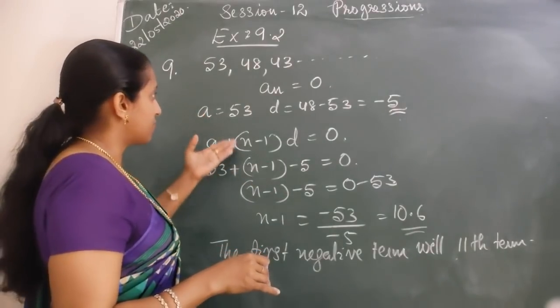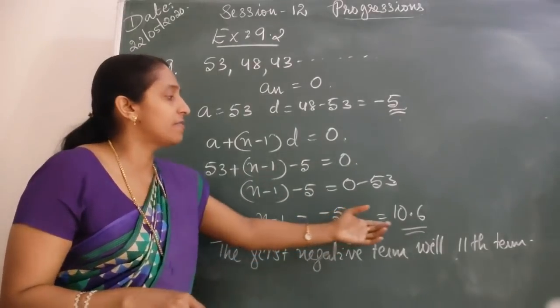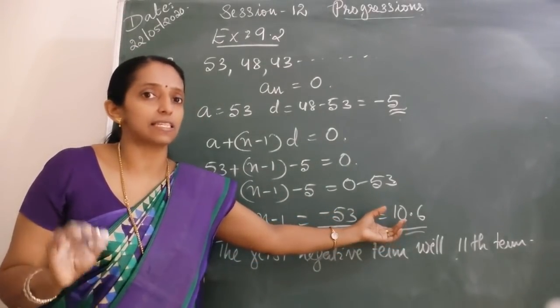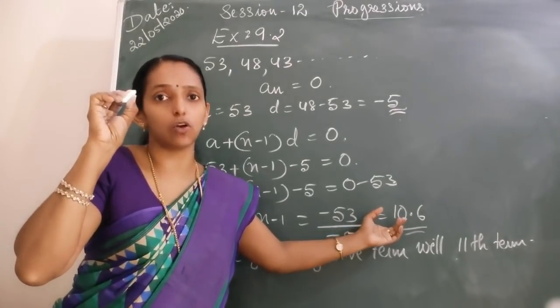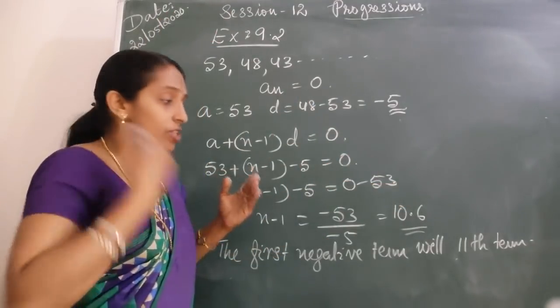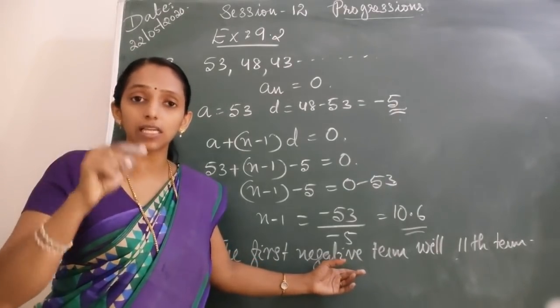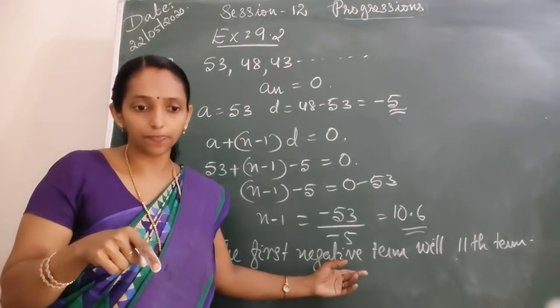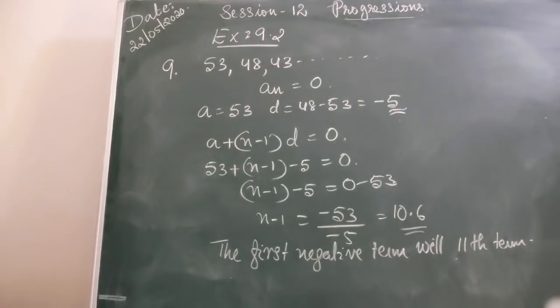So for that we suppose the nth term as 0. After solving, we are getting n as 10.6. The n value is 10 point something. So in the 10 point something place 0 comes, which means after 10 the next term will be negative. So the next term is the 11th term. So the 11th term will be the first negative term of this sequence. Okay, write down: 11th term will be the first negative term of this sequence.